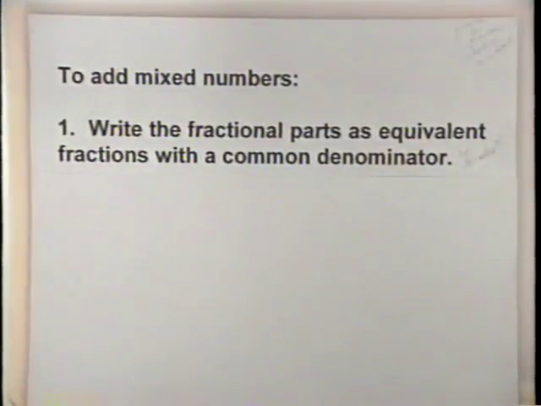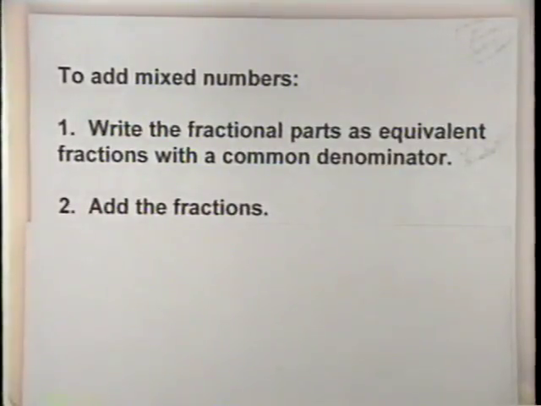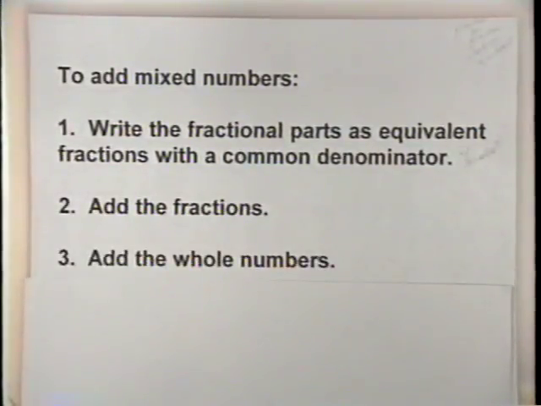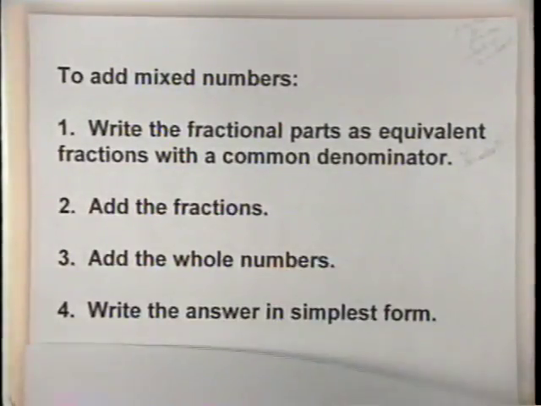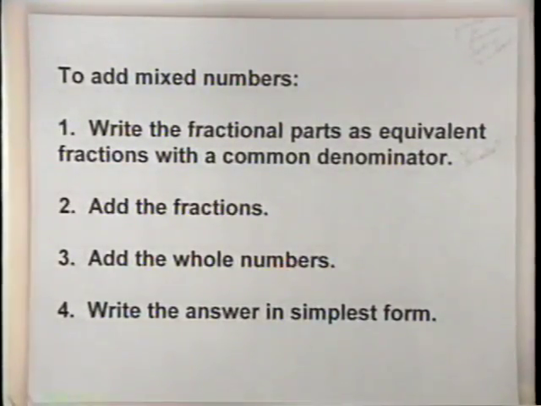To add mixed numbers, number 1, we write the fractional parts as equivalent fractions with a common denominator if that is necessary. Number 2, we add the fractions, then we add the whole numbers, and last we write the answer in simplest form. And that means that the fractional part should not be improper. The fractional part should be a proper fraction, and it should be reduced. The numerator and the denominator should not have any common factors except 1.